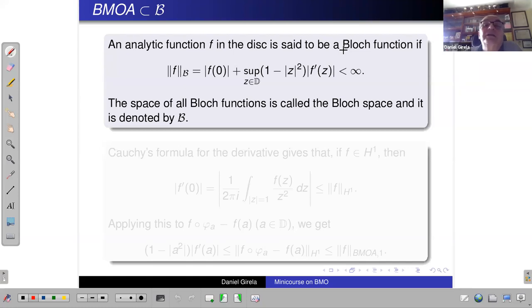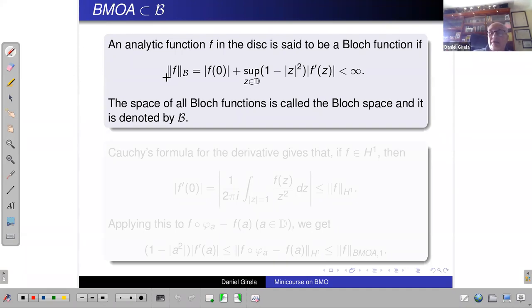And you know the definition of a Bloch function: an analytic function in the disk is a Bloch function if the supremum of the absolute value of f prime of z times the distance from z to the boundary is bounded. The space of all Bloch functions is called the Bloch space. If we require f of zero to be zero, then we actually have a norm. This is, of course, a Banach space. And I said this space was considered in the course on Bergman spaces, and it was proved that it is the dual of the Bergman space A1.